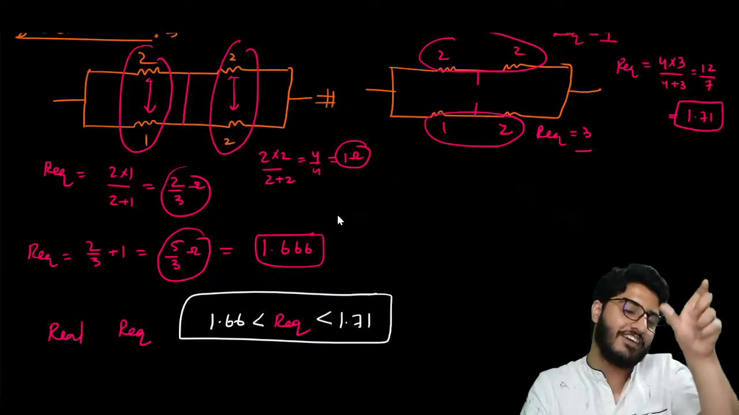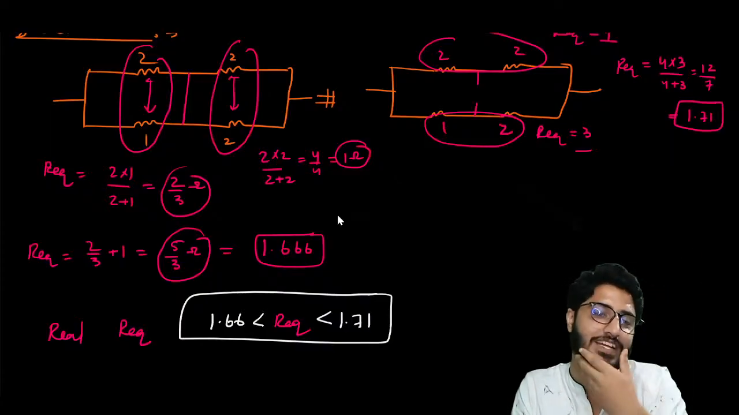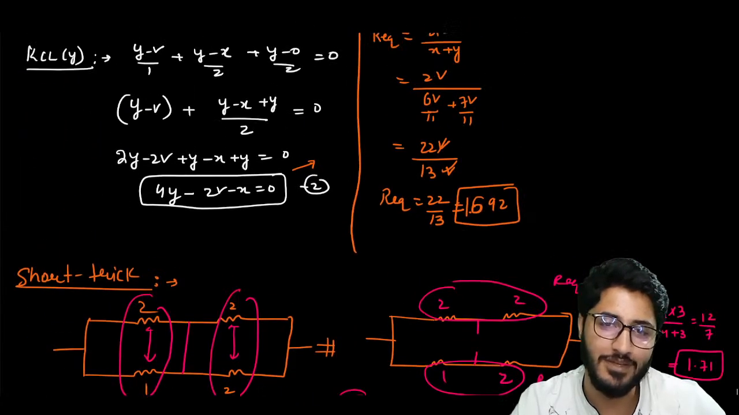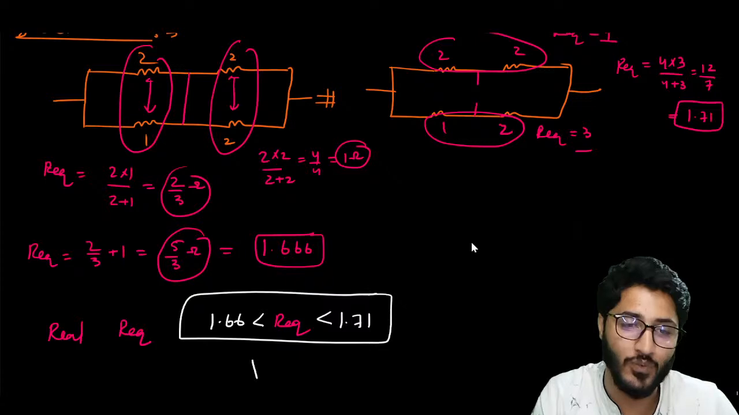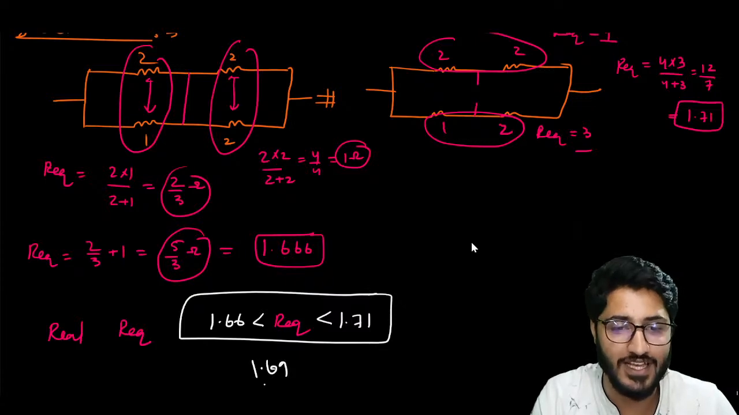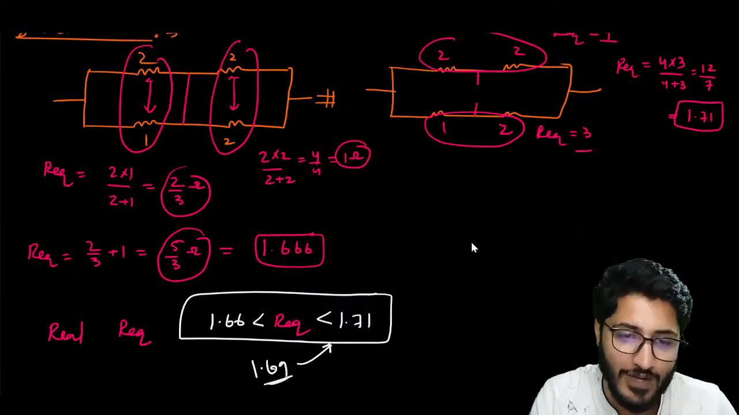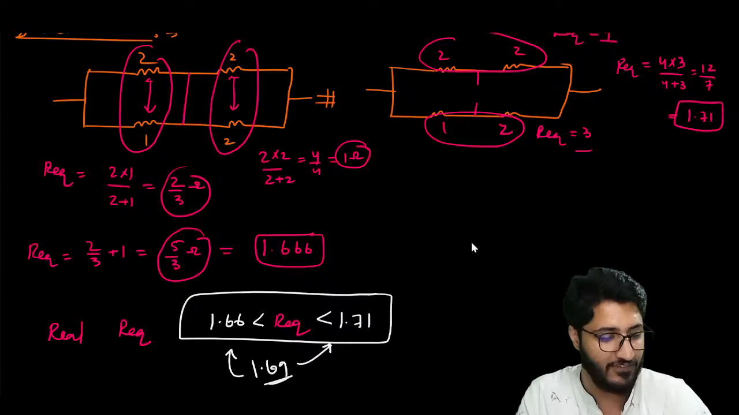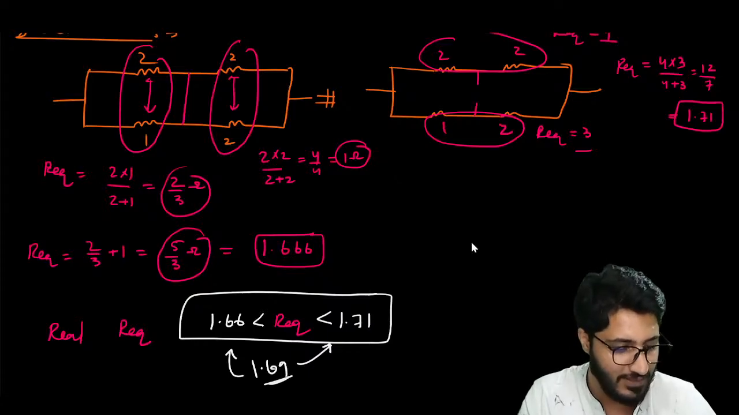So you will get only one value from 4 options in your NEET, no? And you need to click on it. Look here. Sir, basically my real value was 1.692. I guess 1.69. It is between 1.71 and 1.66. Easy, no? I guess you can relate this case with the infinite ladder case.